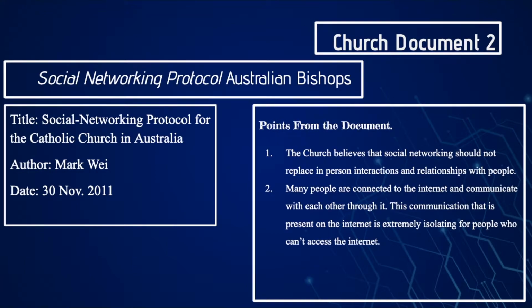The second article is called Social Networking Protocol for the Catholic Church in Australia. This document shows how the church is concerned that the majority of the world can't afford devices that allow them to access the internet. Many places in the world that are usually divided possess little access to education, books, and other things that can be found on the internet.